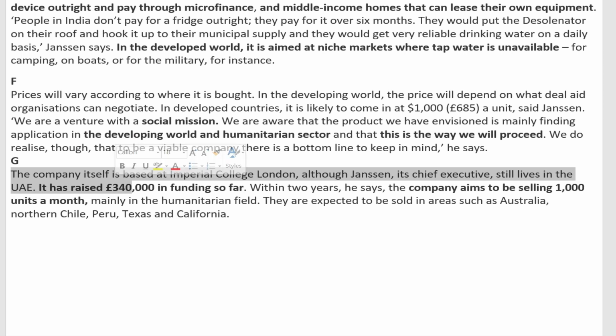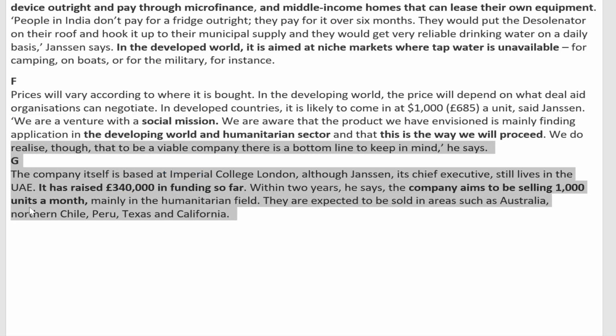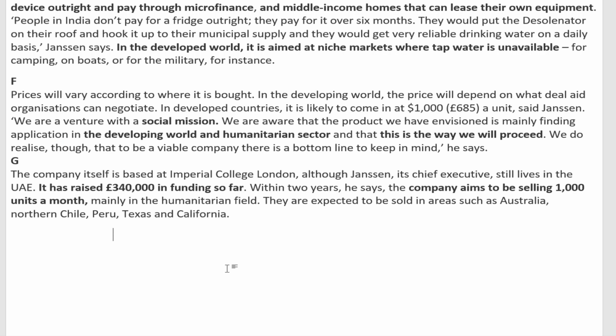This section G mentions the funding of the project. It has raised £340,000 in funding so far, and its future prospects. The company aims to be selling 1,000 units a month. Thus, the most appropriate heading is 1. Getting the finance for production.